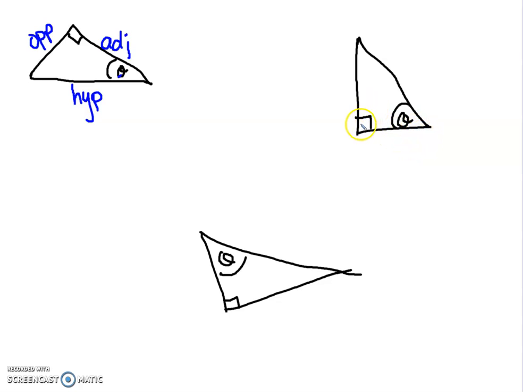So let's do this one here. Opposite the 90 degrees is the hypotenuse. Opposite the reference angle is the opposite side, and touching the reference angle but not the long hypotenuse is the adjacent. Again, across from the 90 degrees is the hypotenuse, across from the reference angle is the opposite, and attached to the reference angle is the adjacent.